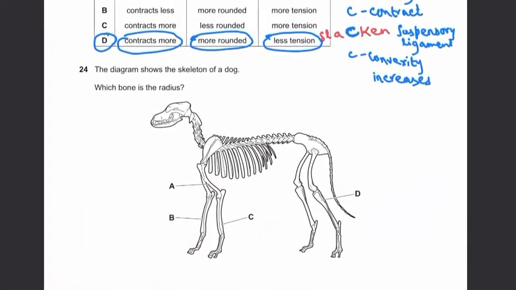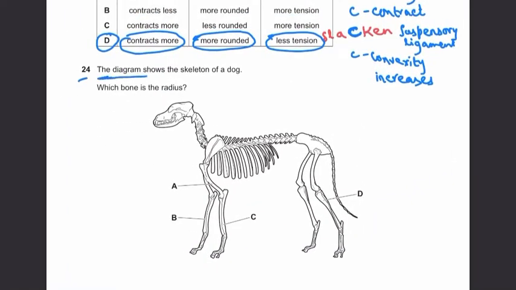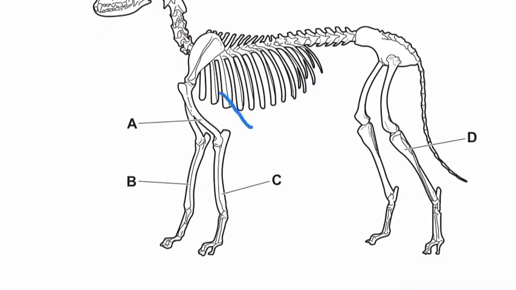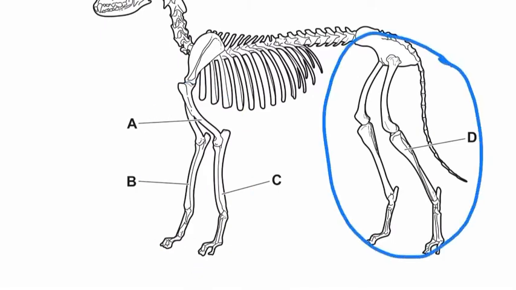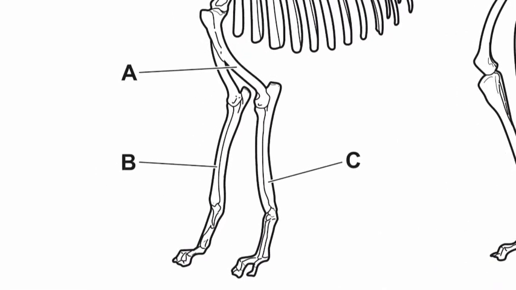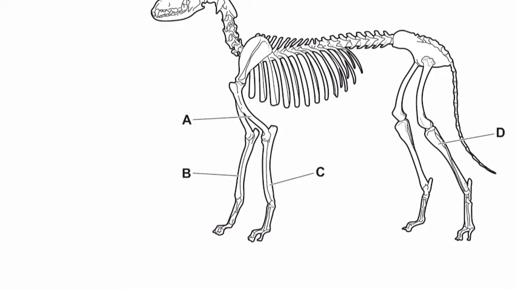Let's move on to MCQ number 24. The diagram shows the skeleton of a dog. Which bone is the radius? So guys, as you all know, the radius is in the upper limb. Over here we can see the two upper limbs of the dog and these are the two lower limbs. Radius is found in the upper limbs and also we can say that radius is found in the forelimb, that is the upper limb, and also in the forearm.